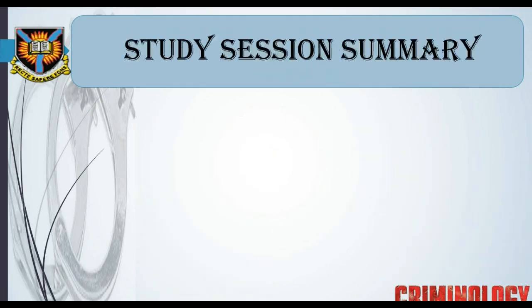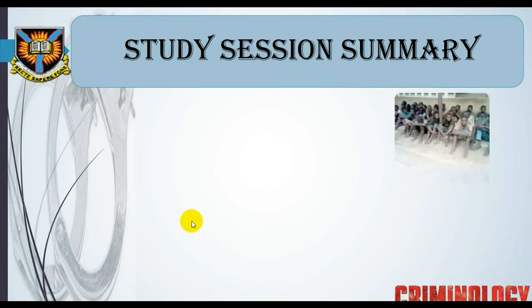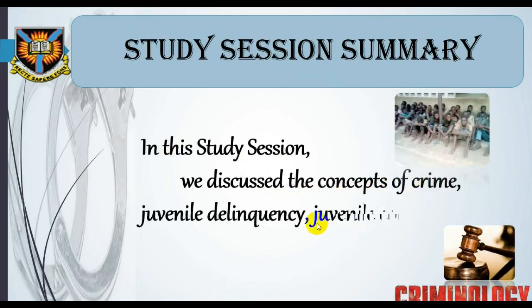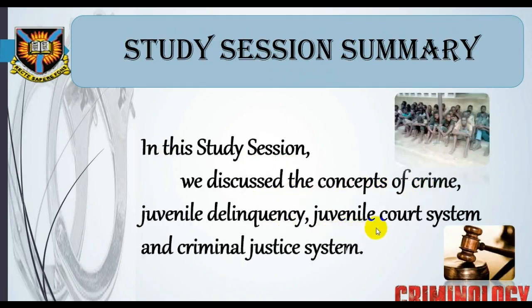Study session summary. In this study session, we discussed the concepts of crime, juvenile delinquency, juvenile court system, and criminal justice system. We also discussed the characteristics, types, sources, and causes of crime, as well as identified the roles played by the components of the criminal justice system.